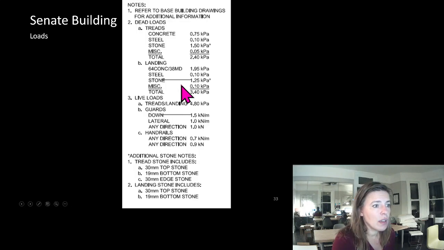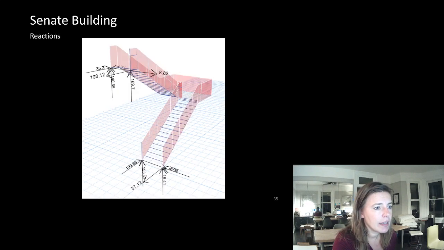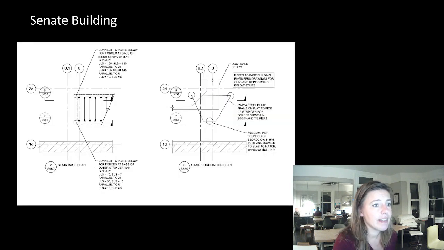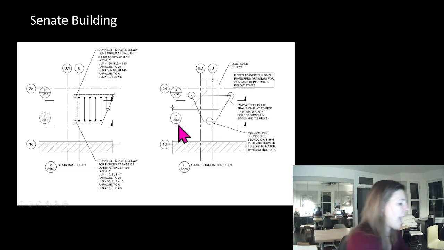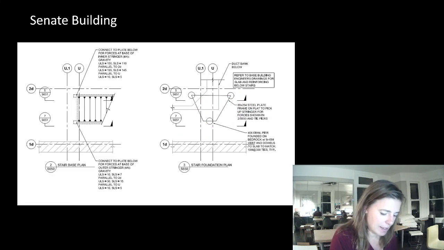So let's take a look. I thought I had, I don't have a detail of that. Anyway, we had this piece of steel cast in. I'm going to add that slide just because it's really cool.